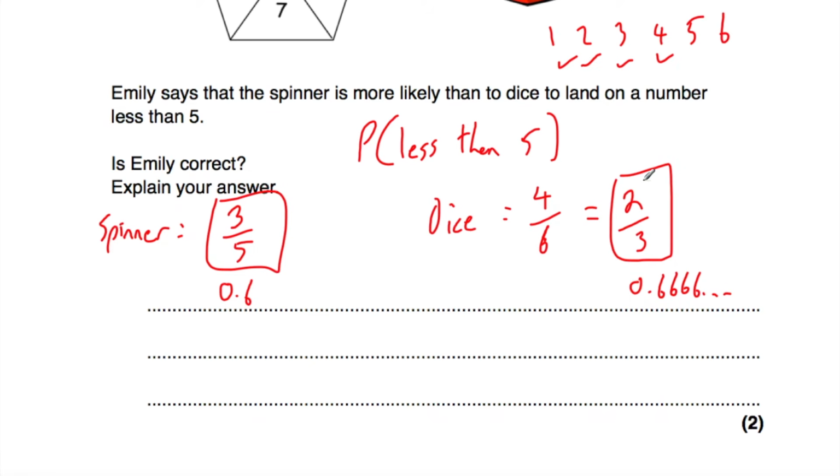So it means it's more likely to land on a number less than 5 on the dice than on the spinner. So is Emily correct? No, she's got it the wrong way around. So let's explain that.